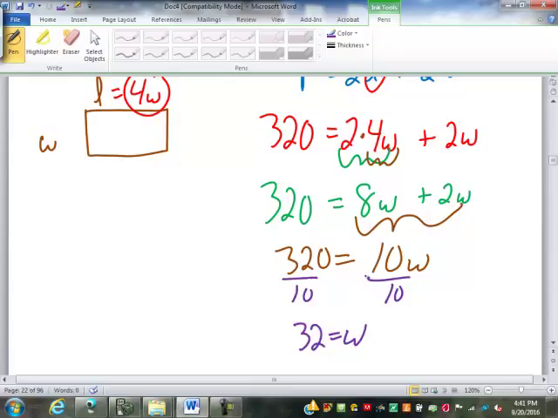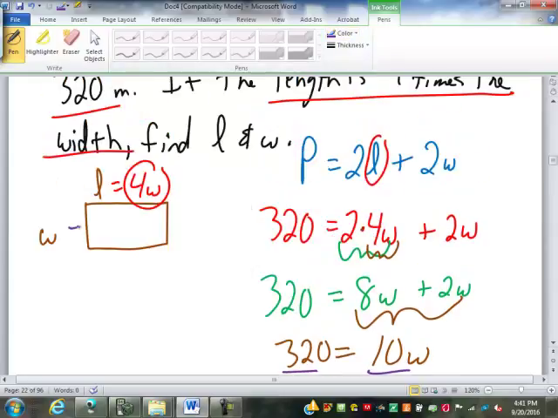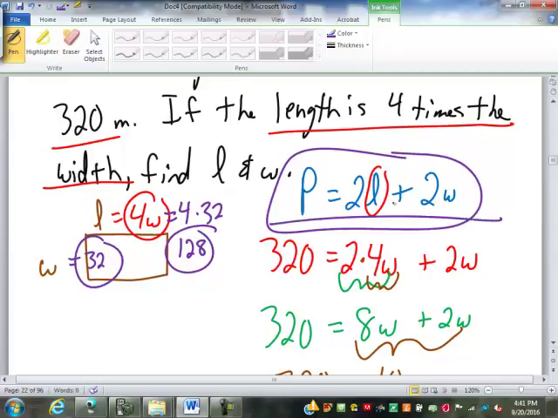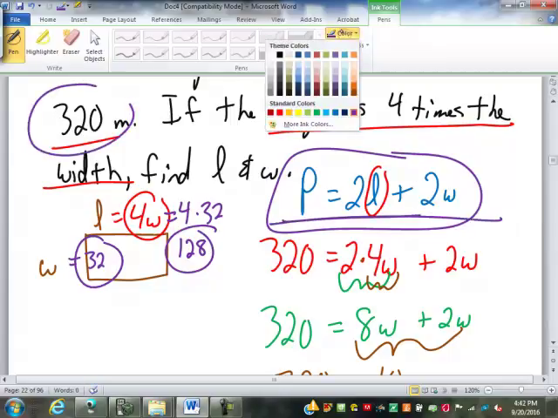Say no. No, why not? We have to find the length. Yeah, W is 32. The length is 4W, so 4 times 32, which is 128. If I put that back in the formula, I can always double check to make sure I get my 320 meters, and I will.